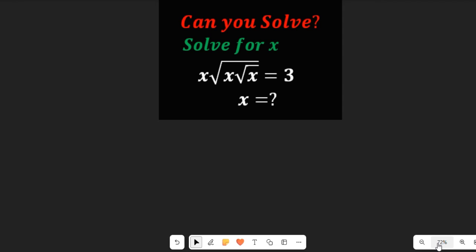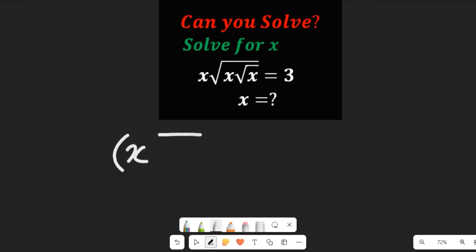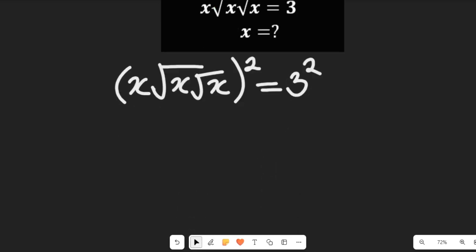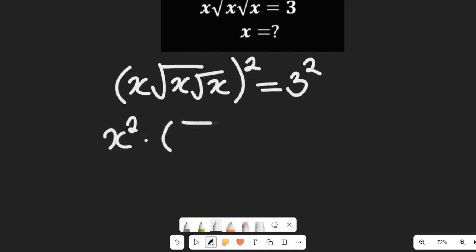In that square root method, for us to clear a square root, we need to square both sides. So what I'll do is to take the square of both sides. This is going to give me the square of x multiplied by the square root of x multiplied by the square root of x all squared. And whatever we do to the left hand side, we'll equally do to the right hand side. So if we square that expression on the left hand side, it will become x squared multiplied by the square root of x multiplied by the square root of x all squared, and this will be equal to 3 to the power of 2.